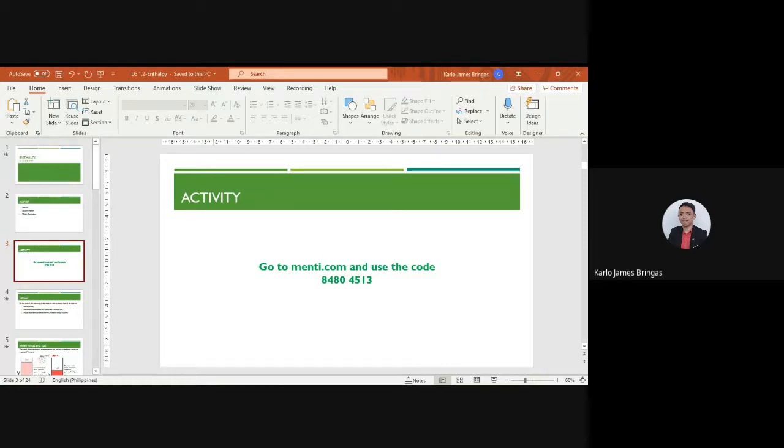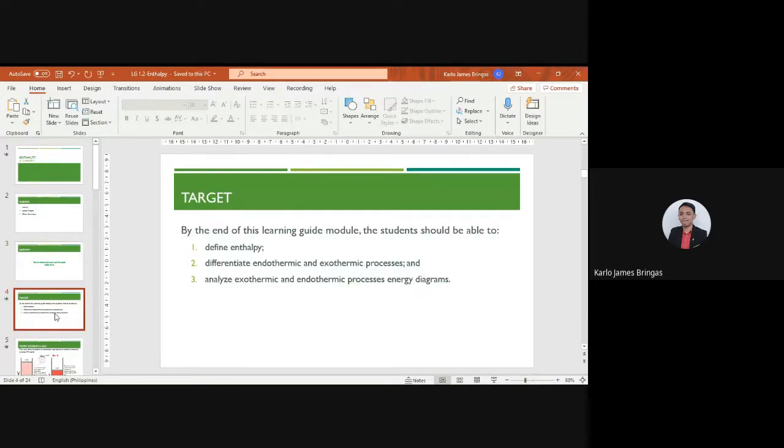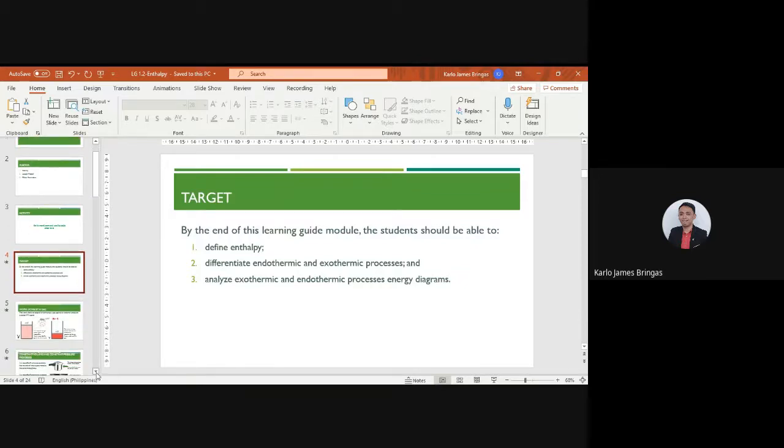Sige, so let's now proceed to the actual lesson at hand. So our targets to achieve for this particular session are the following. So first, by the end of this learning guide module, the students should be able to define enthalpy, differentiate endothermic and exothermic processes, and analyze exothermic and endothermic processes energy diagrams. So let's get into it.